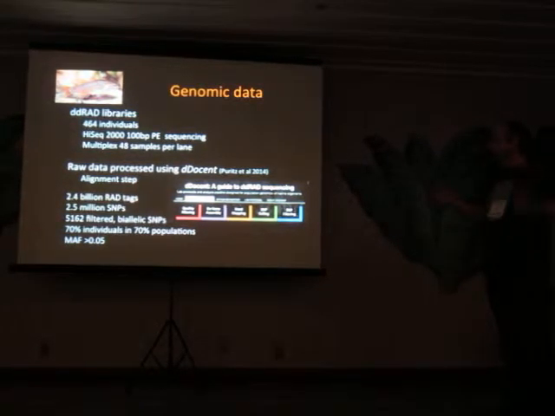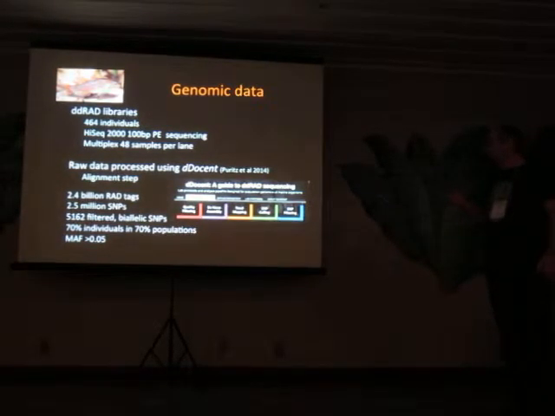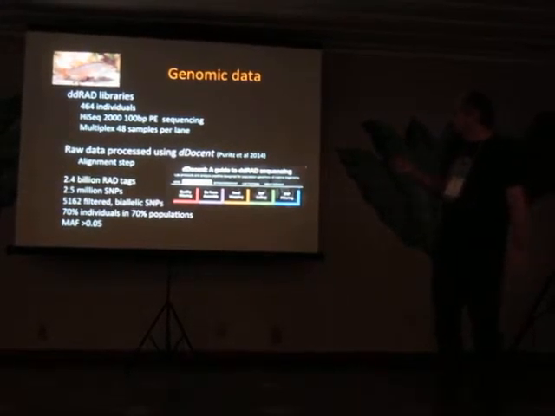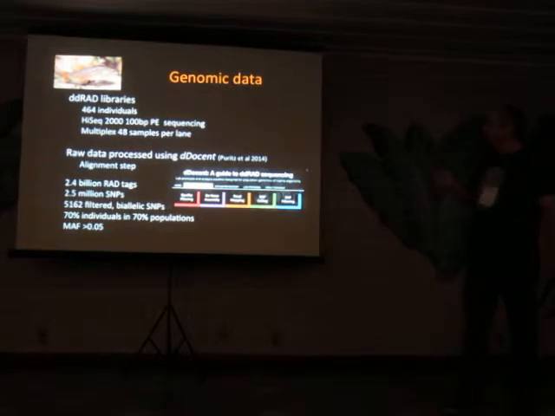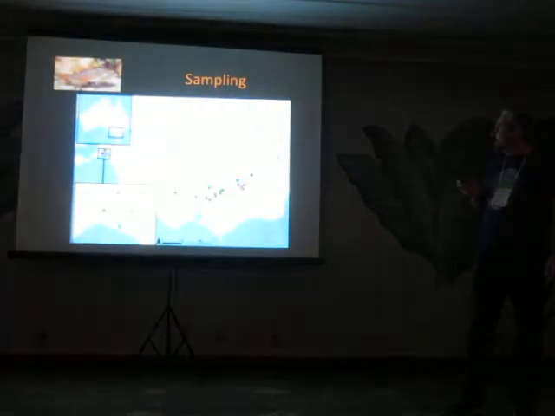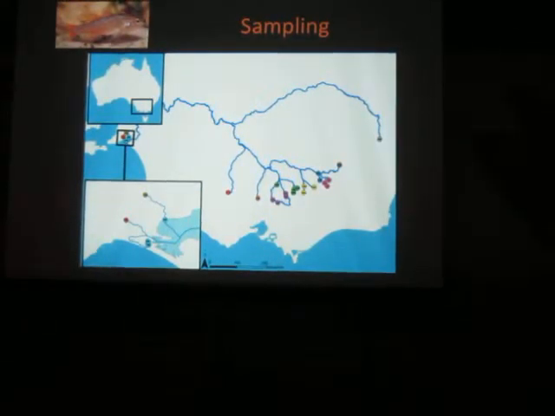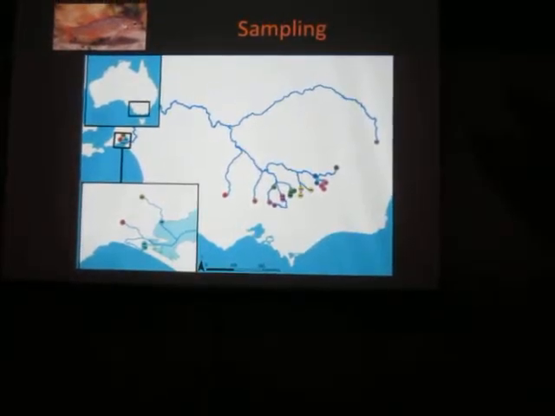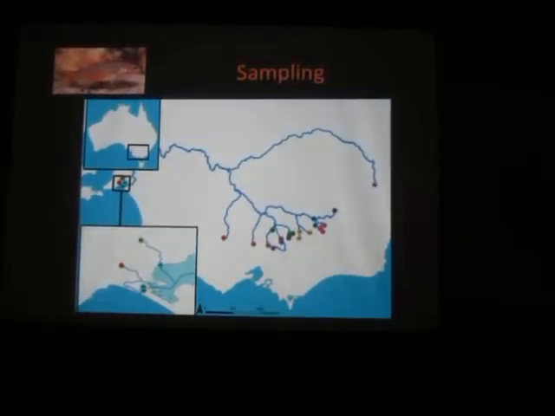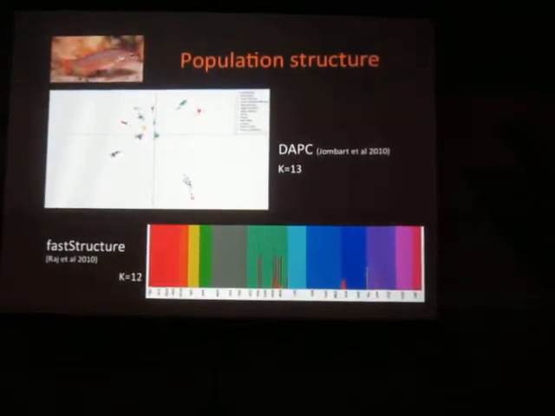Basically, we ended up with a catalogue of 2.5 million SNPs, and the data I'll be showing today were all biallelic SNPs, one SNP per locus, and filtered for 70% of individuals in 70% of the populations. So we end up with a little over 5,000. That's just the sampling we have across the distribution. It represents pretty much all of the known populations in the Murray-Darling, and they're grouped by colour there in the catchments where the sampling locations occur. I should say there are 26 of those.